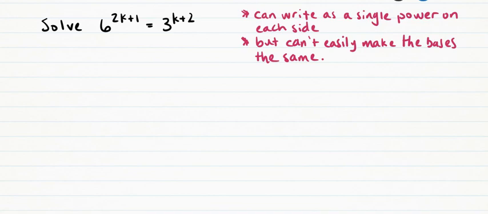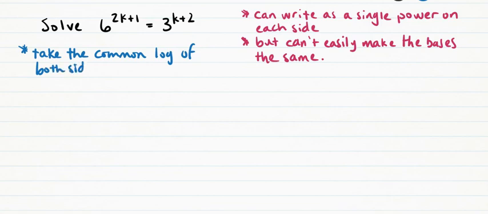Okay, a third example. In this case, I do have this equation written as a single power on each side, but we don't have an easy way to rewrite the bases so that they are the same. So in this case, what we do is we take the common logarithm of both sides of this equation. When I say common logarithm, I mean a logarithm of base 10.